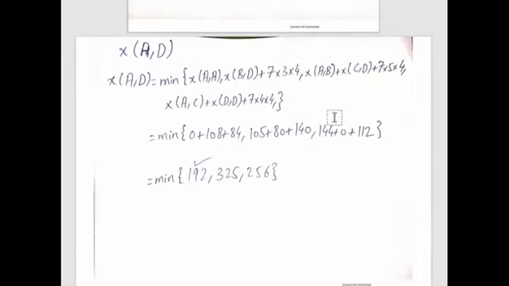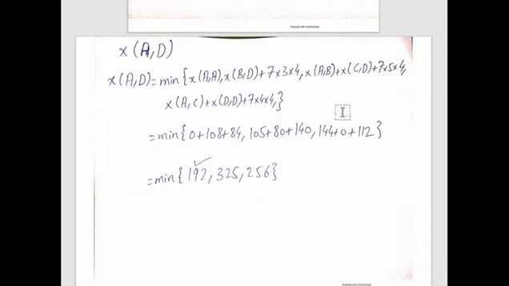Now we will place the values. X a comma a self multiplication gives us 0. X b multiplication with the D matrix gives us 108, and this gives us 84. The next possibility, that is x a comma b, multiplication of matrix A with the matrix B gives us 105. Then multiplication of the matrix C with the matrix D gives us 80, right? And 7 into 5 into 4 gives us 140.